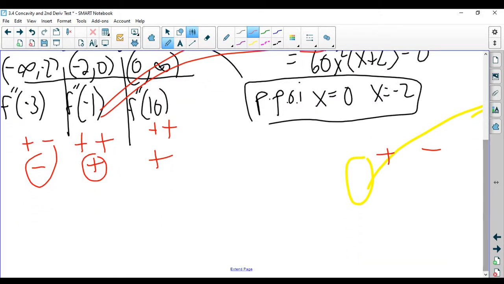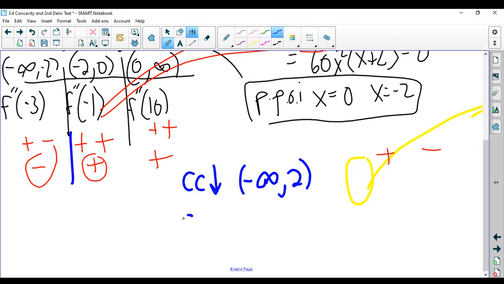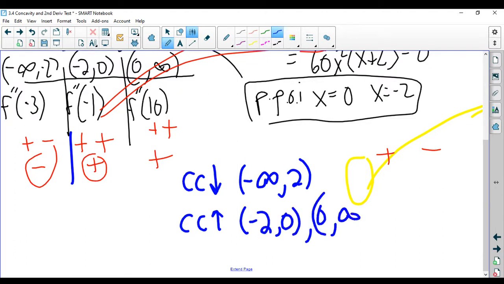So the conclusion is this. The graph is concave down where the second derivative is negative, so the graph is concave down on the interval -infinity to -2. And then the graph is concave up on the next two intervals, from -2 to 0, and then again from 0 to infinity. And you can combine these intervals to be just -2 to infinity.